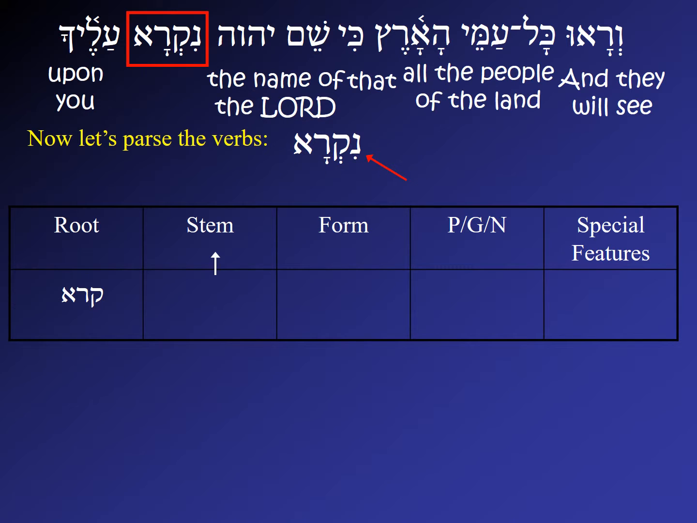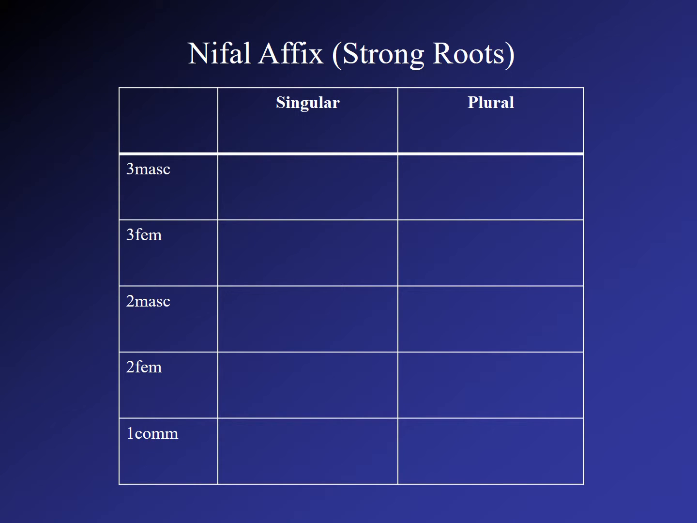When we look at the stem, the first thing we'll notice is this nun with a hirek. In the past, we would have parsed this as kal prefix, first common plural, we will proclaim, but here it is actually more ambiguous, and so we need to first consider the nifal. So let's look at the nifal affix.